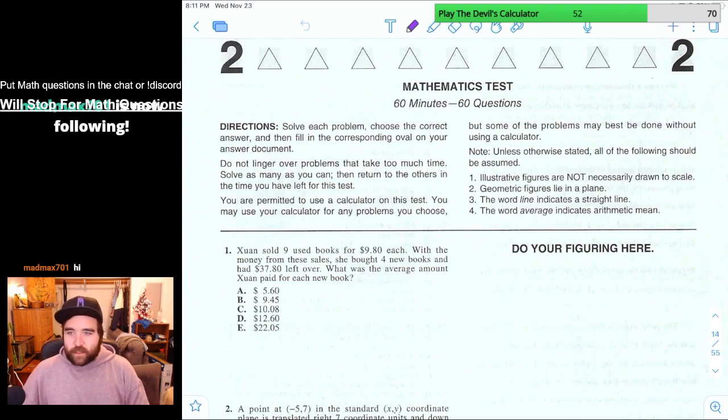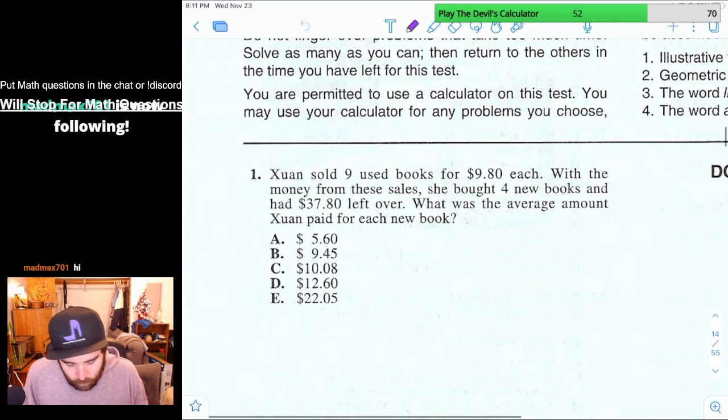All right, so we're doing the ACT 2018, the June one. We're going to do 1 through 15 here. So Schwann sold 9 used books for $9.80 each. With the money from these sales, she bought 4 new books and had $37.80 left over. What was the average amount Schwann paid for each new book?